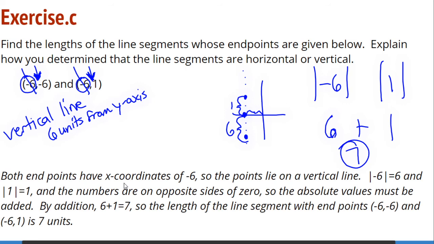Both endpoints have x-coordinates of negative 6, so the points lie on a vertical line. The absolute value of negative 6 is 6, and the absolute value of 1 is 1. The numbers are on opposite sides of 0, so the absolute values must be added. So we do addition. 6 plus 1 is 7. The length of the line segment with points negative 6, negative 6, and negative 6, 1 is 7 units.